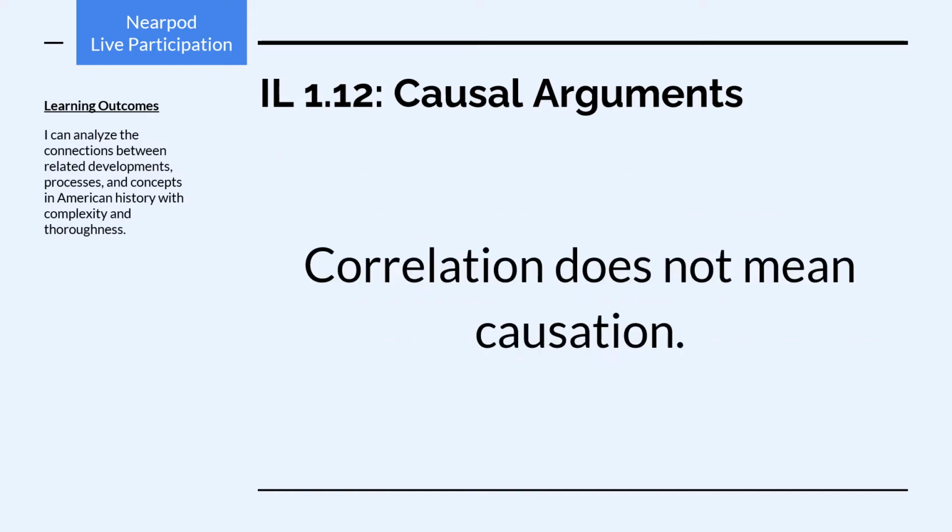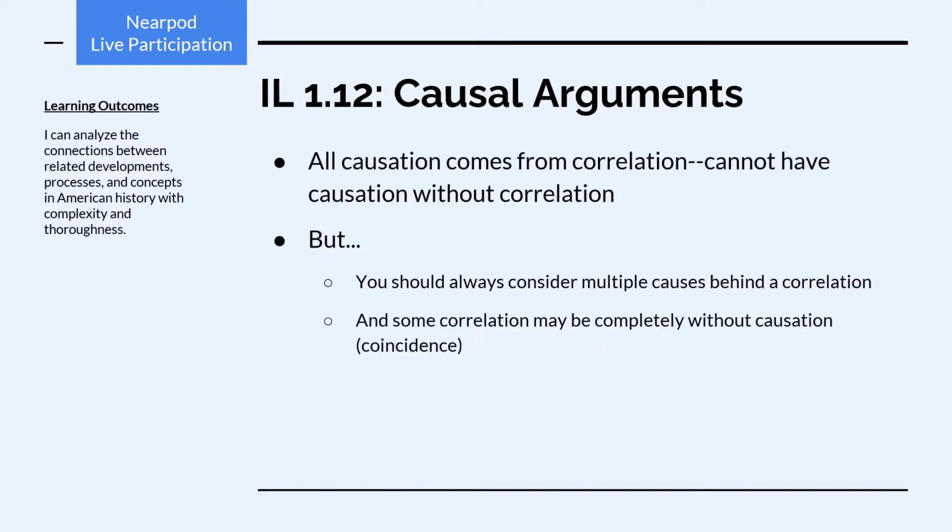Whenever you're dealing with causation and making causal arguments, remember, correlation between two things does not mean causation. While all instances of causation come from some correlation between two things, and you cannot have causation without correlation, you should always consider the multiple causes that could be possible behind a correlation. And remember as well that some correlations may be completely without causation, things we would call coincidence.